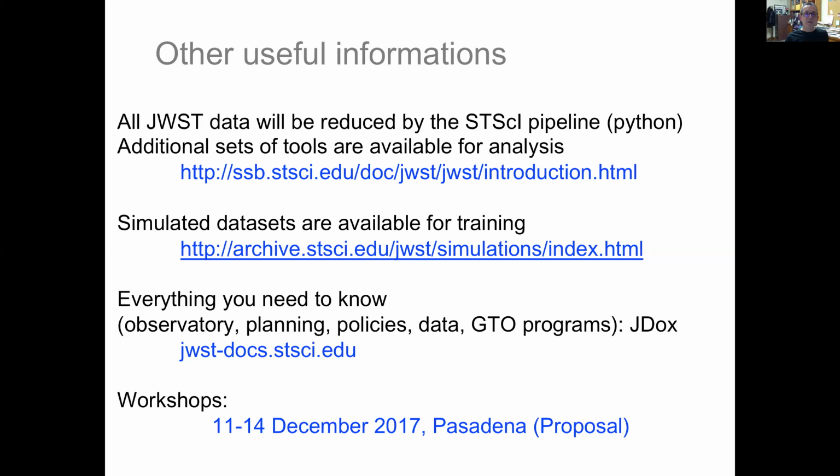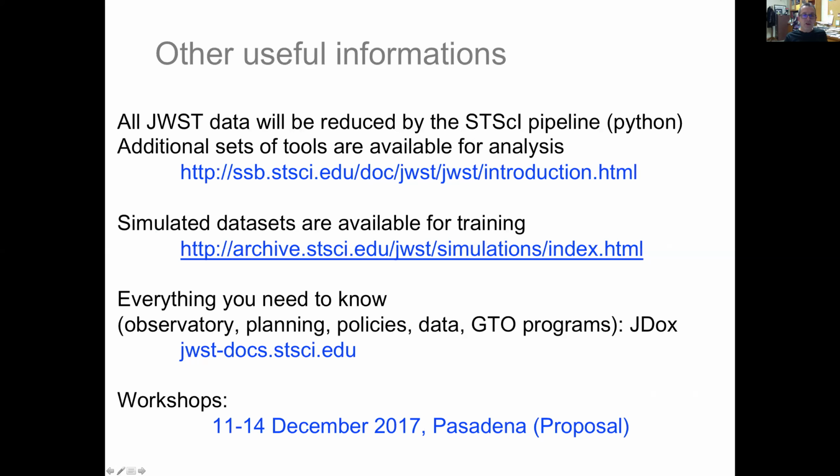Okay, some useful information that you can grab from the web. First of all, I want to mention that all JWST data will be reduced by the Space Telescope pipeline. That's in Python. And there will be additional sets of tools that will be available, and the instrument teams, especially for the NIRISS instrument, will have some specific tools that will likely be more advanced than what Space Telescope will provide. So there will be various resources to do this. There are actually right now simulated data sets that are available if you want to play with them.